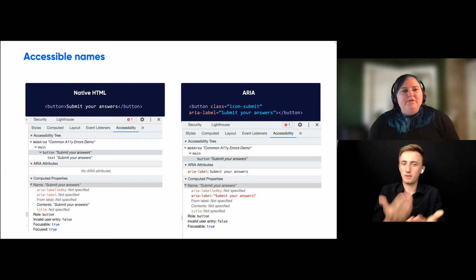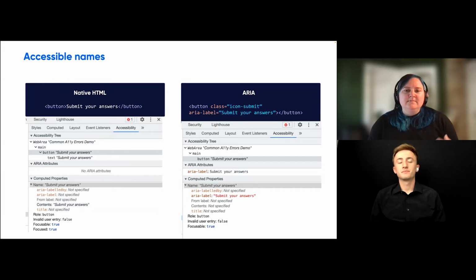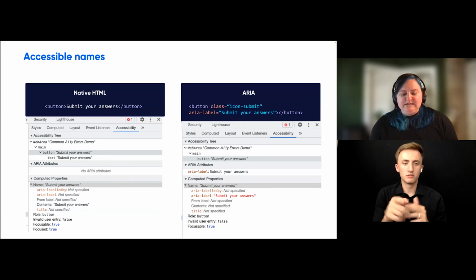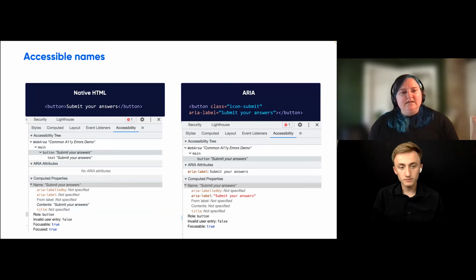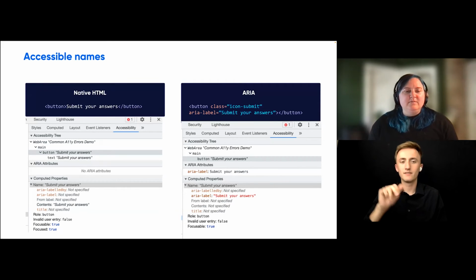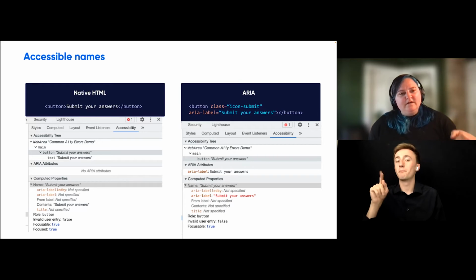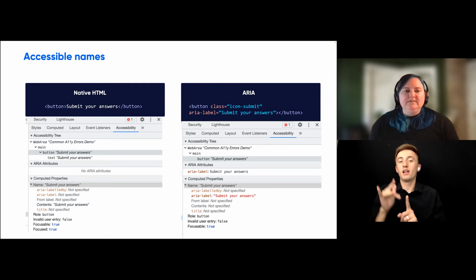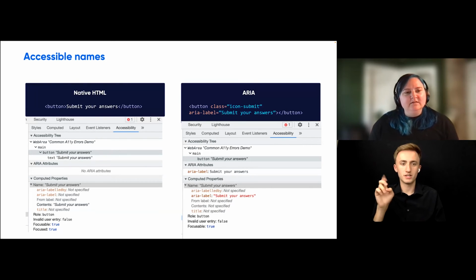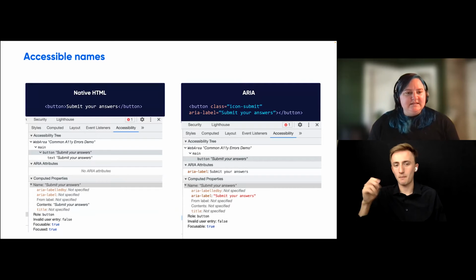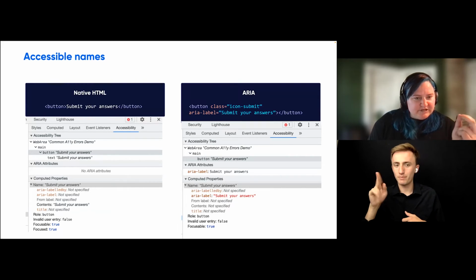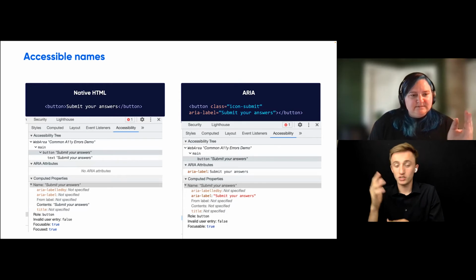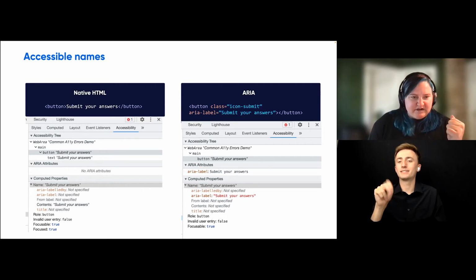I wanted to give an example of the accessible name situation. First example here, we have a native HTML implementation of a button. And we have highlighted this in Chrome DevTools, opened up the accessibility panel. And we can see we have a role of button in the accessibility tree, role of button that says submit your answers. That's a good start.